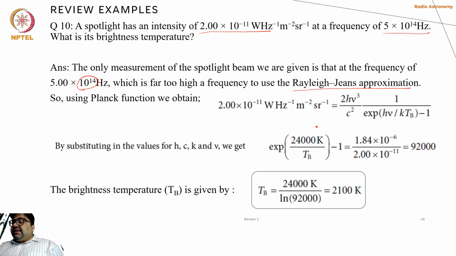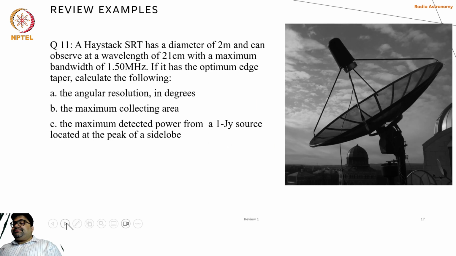If you put it that way, there is an intensity and there is a frequency. So all you need to do is solve for the brightness temperature, and that comes out to be 2100 Kelvin. So Rayleigh-Jeans does not hold at this frequency, because the frequency is almost 10 to the power 14 hertz. That's why. So you put the entire thing into the normal Planck's law and you get the answer.